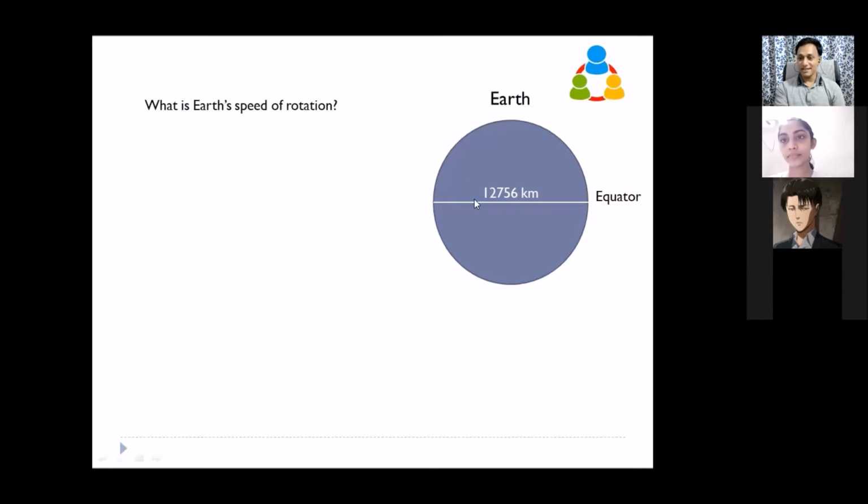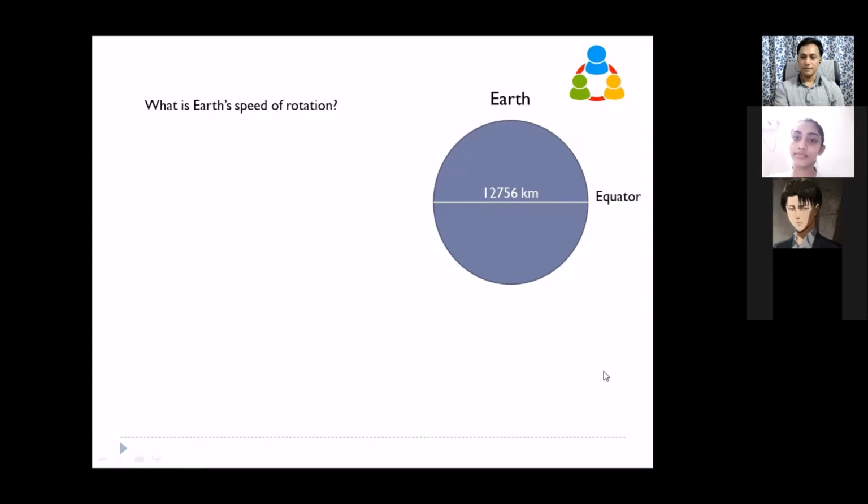So all of you understand this? If this is the diameter of Earth at the equator, in 24 hours you actually go round the whole Earth, right? That means one circumference of the Earth is what you cover in 24 hours. So from this diameter, you have to calculate the circumference. It's very simple, right?